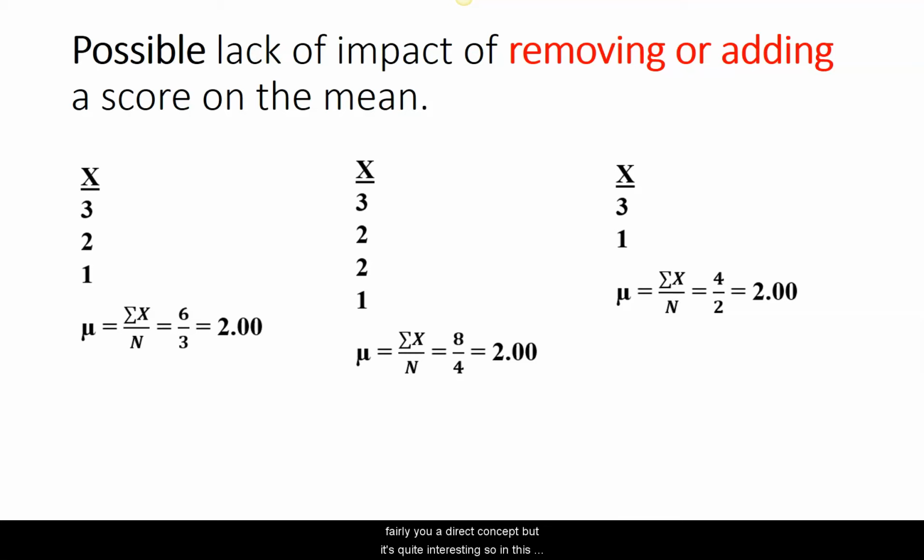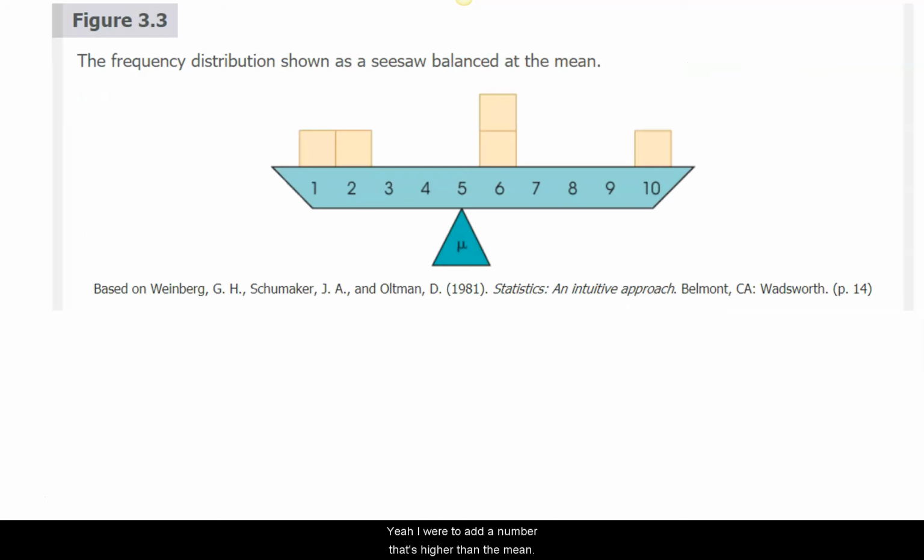So in this case, I would say that when we add or remove a number, the great majority of times, it is going to have an effect on the mean. If I were to add a number that's higher than the mean, in that case, it'll raise the mean. If I add a number that's lower than the mean, of course, that's going to lower the mean. If I remove a number that's higher than the mean, that'll have the effect of lowering the mean. If I remove that 10, of course, the mean's going to be lower. If I were to remove the 1, let's say we remove the lowest quiz score, in that case, it makes the mean higher. It's going to tip over to the right side.